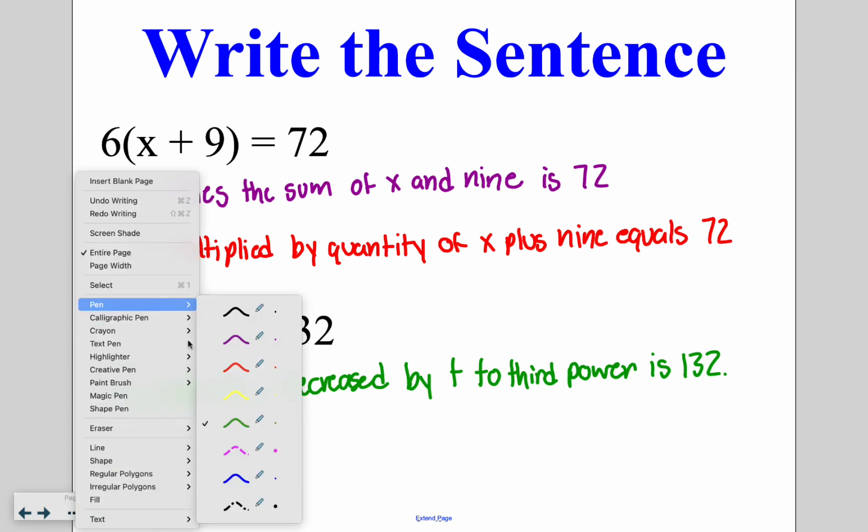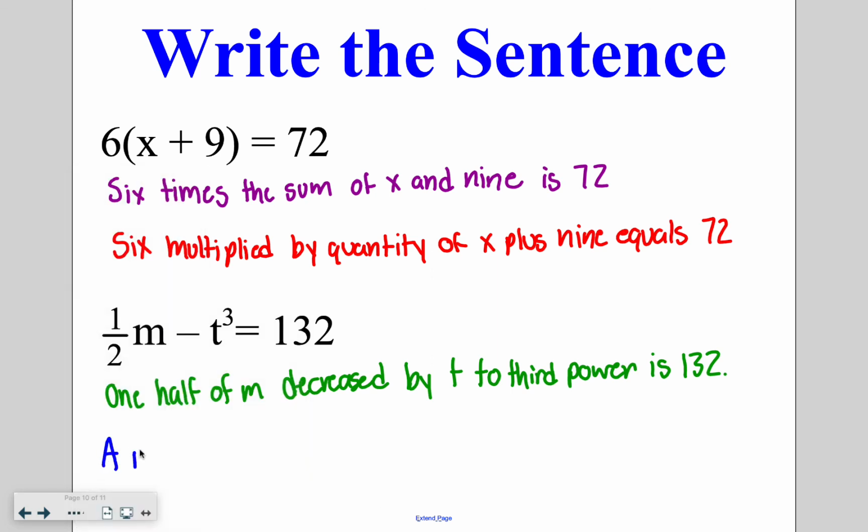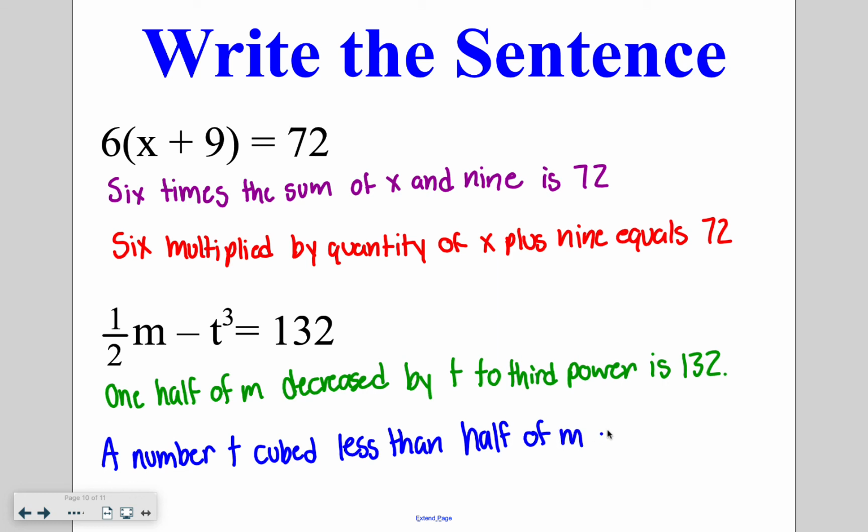Another example for this one could be a number T. If you are starting the sentence with a variable, you always want to put the phrase a number in front of it. So a number T cubed, which gives us that 3rd power, less than, which is the phrase that switches that order of subtraction to put the T to the 3rd power after the minus sign. And then I'm going to say 1/2 of M equals 132. So again, the big key here is using those word clues that we've already discussed with the expression to figure out the best way to put these sentences together.